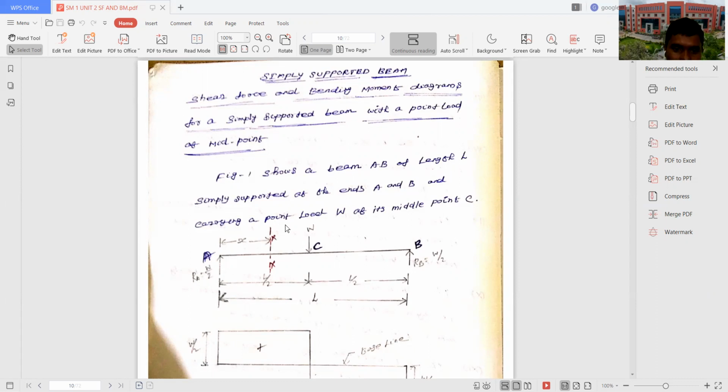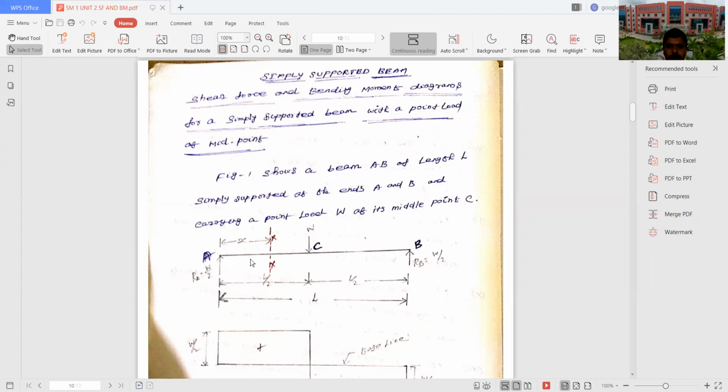Similarly for bending moment. Now we can see this figure 1, which shows a simply supported beam AB of length L, simply supported at the ends A and B and carrying a point load W at its midpoint C. So at the midpoint C, the load W will be acting. For this simply supported beam with the central point load, you have to draw the SFD and the BMD.